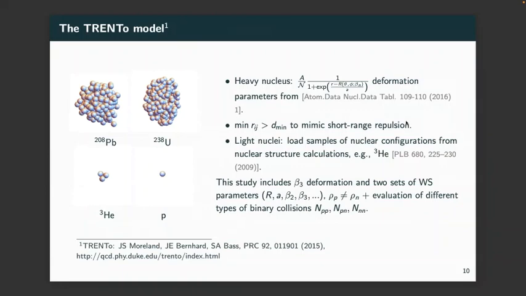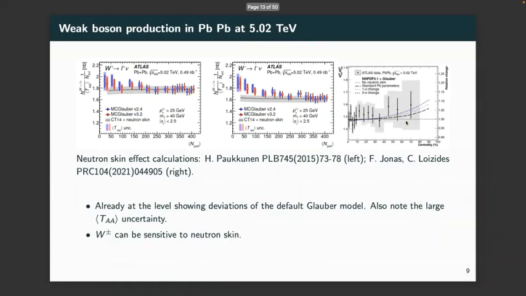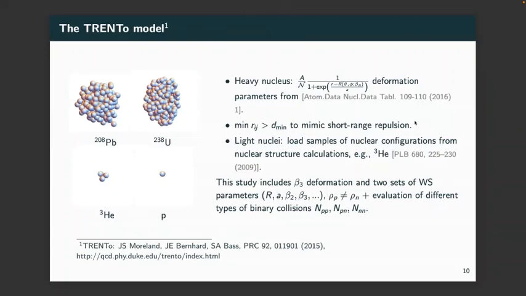Okay, and we try to do an estimation of what you can expect for this ratio and also the double ratios in isobar collisions for high luminosity RHIC. So we try to couple this weak boson production with a nuclear geometric model. For this, we use the Trento initial condition model, which I believe there was already a talk about last week. Just to go over some of the essential ingredients.